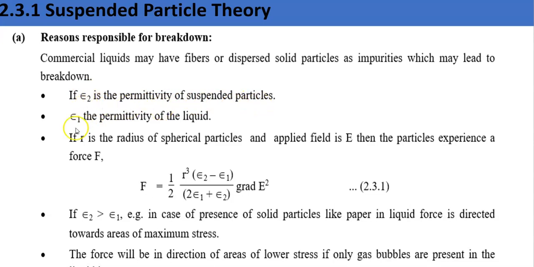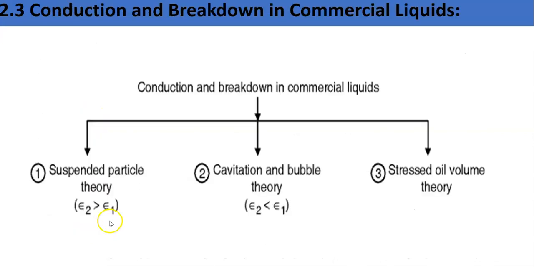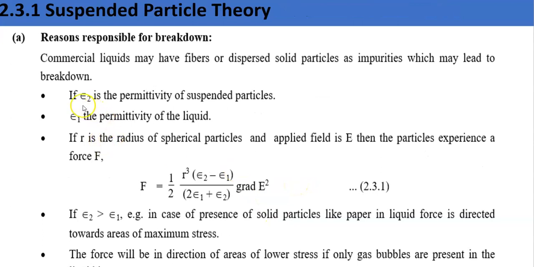Now here, the suspended particle impurity permittivity is considered epsilon 2, and the permittivity of the liquid is considered epsilon 1. The situation here is epsilon 2 is greater than epsilon 1. We have already seen that when epsilon 2 is greater than epsilon 1, it is a suspended particle, and when epsilon 2 is less than epsilon 1, then it is the cavitation and bubble theory.